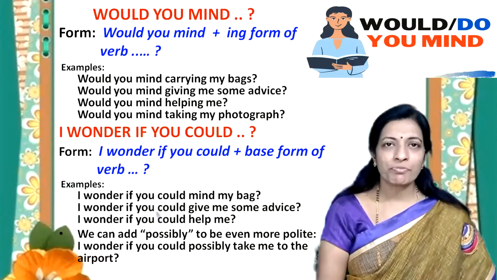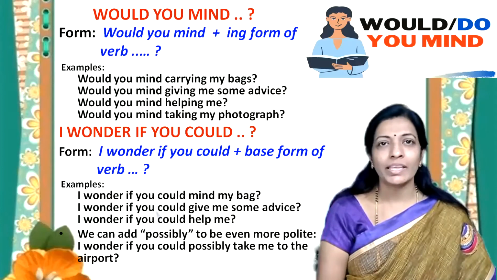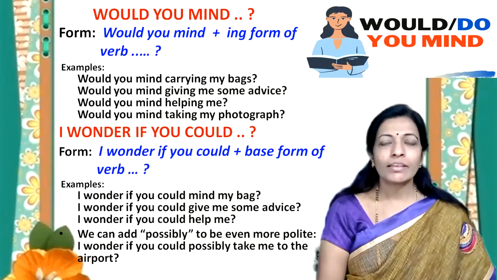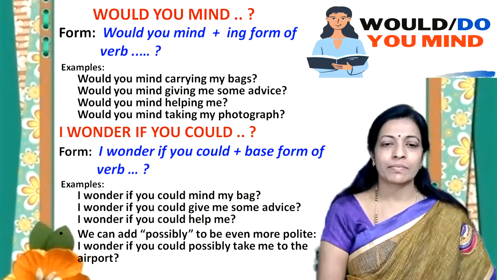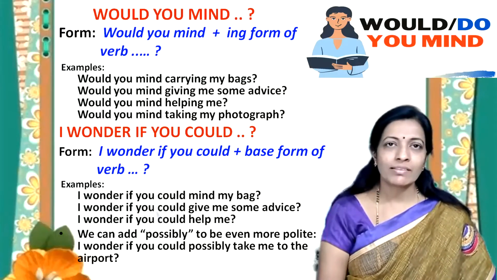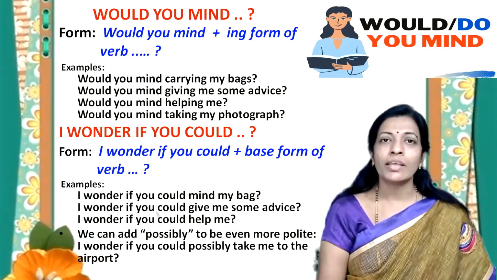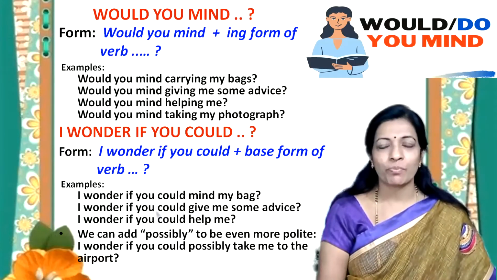The next way in which we can make our request sound more polite is by using would you mind. Here, the form of the sentence will be would you mind plus the continuous form of the verb, that is the ing form of the verb. Let us now look at some examples. Would you mind carrying my bags? So here we can see that we can begin the sentence with the phrase would you mind and then follow it by the ing or the continuous form of the verb. So we'll be using carrying, which is the continuous form of the verb carry.